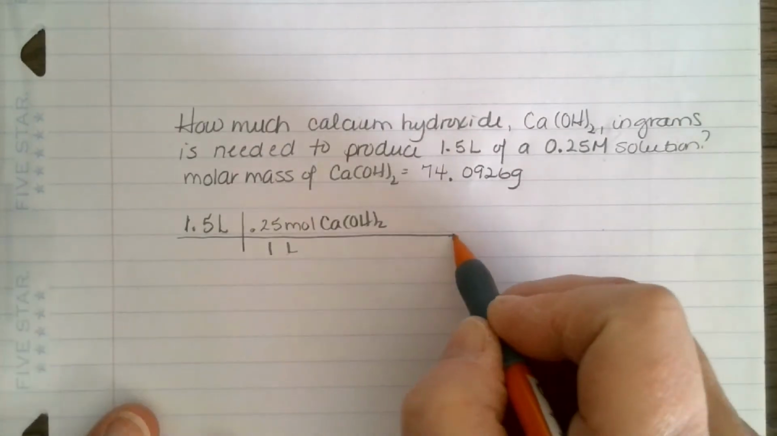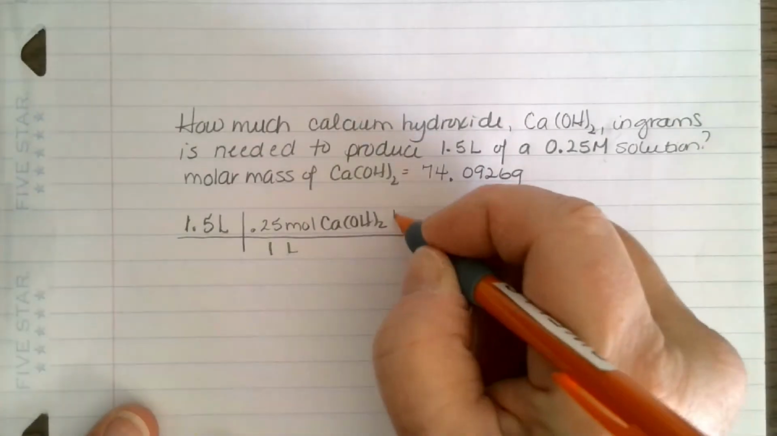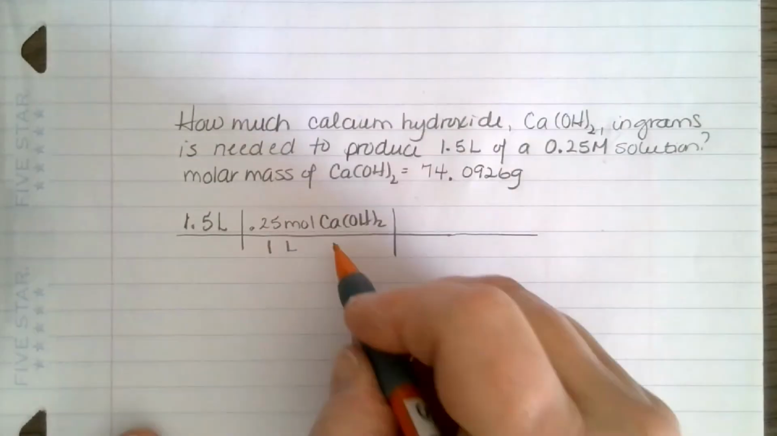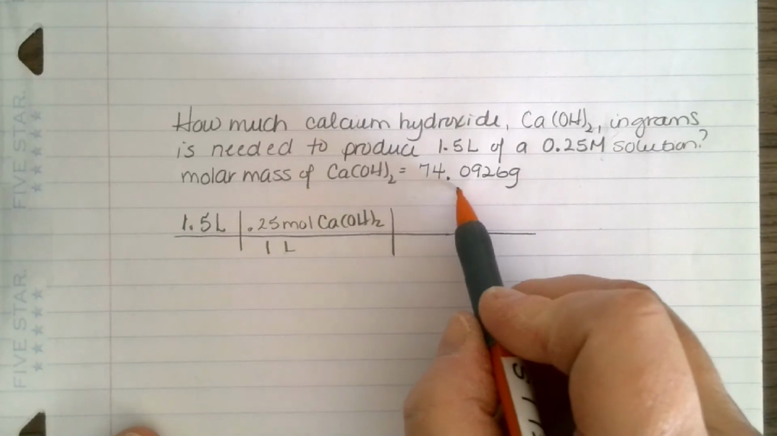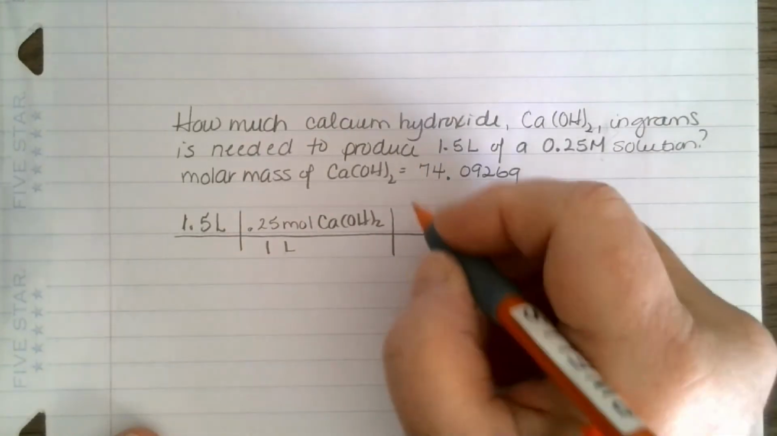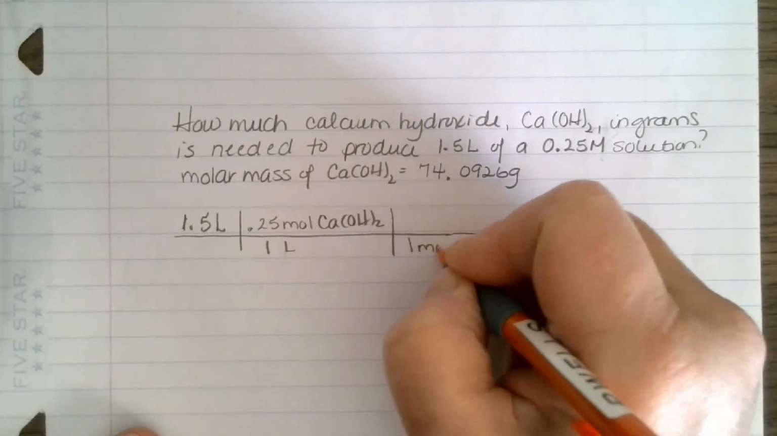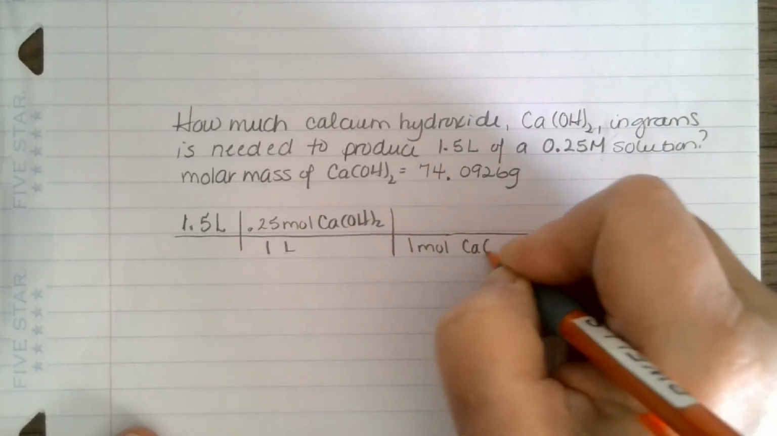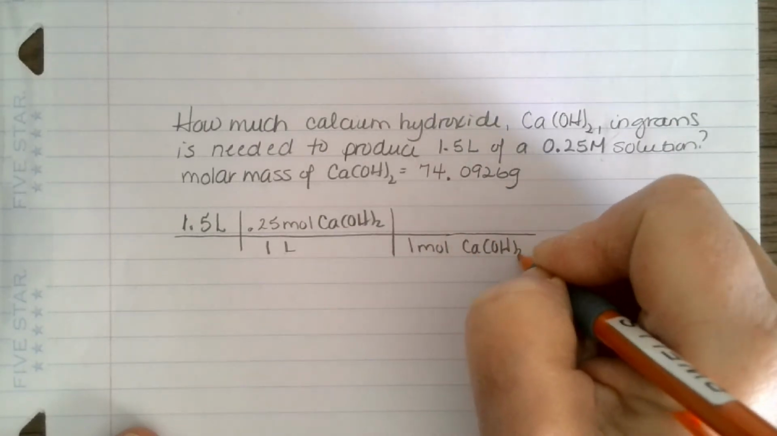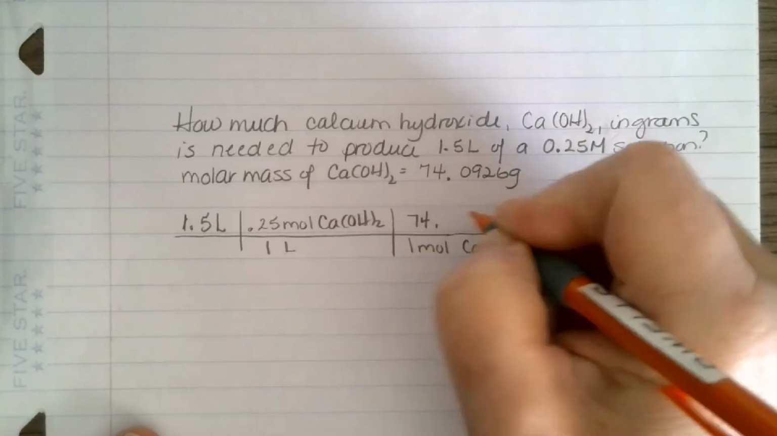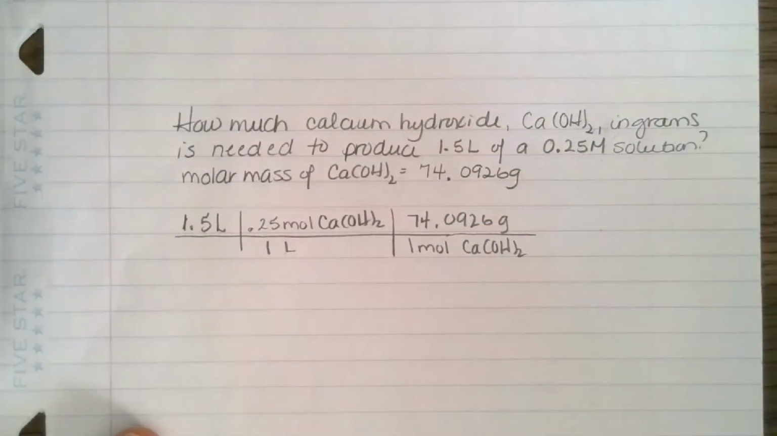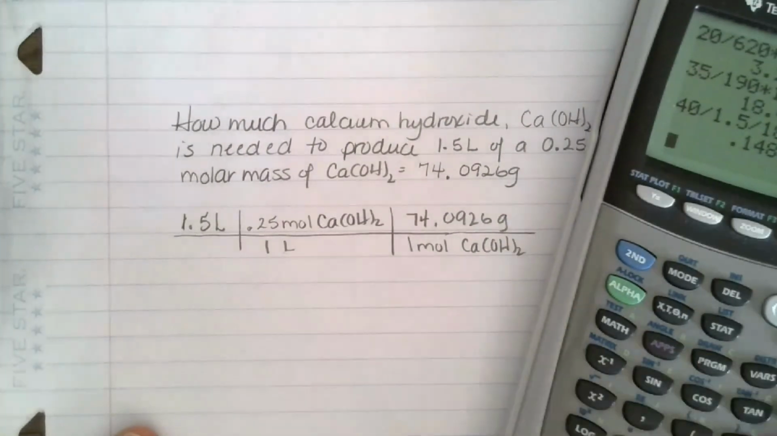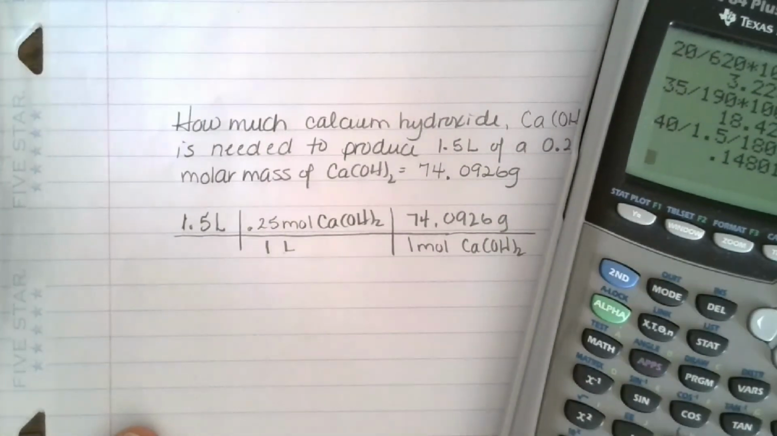So my next step is to determine grams. Can I go from moles to grams? Of course I can, and I've already calculated what the molar mass of calcium hydroxide is. So I would do 1 mole of calcium hydroxide is 74.0926 grams. Take my handy dandy little calculator over to the side here.